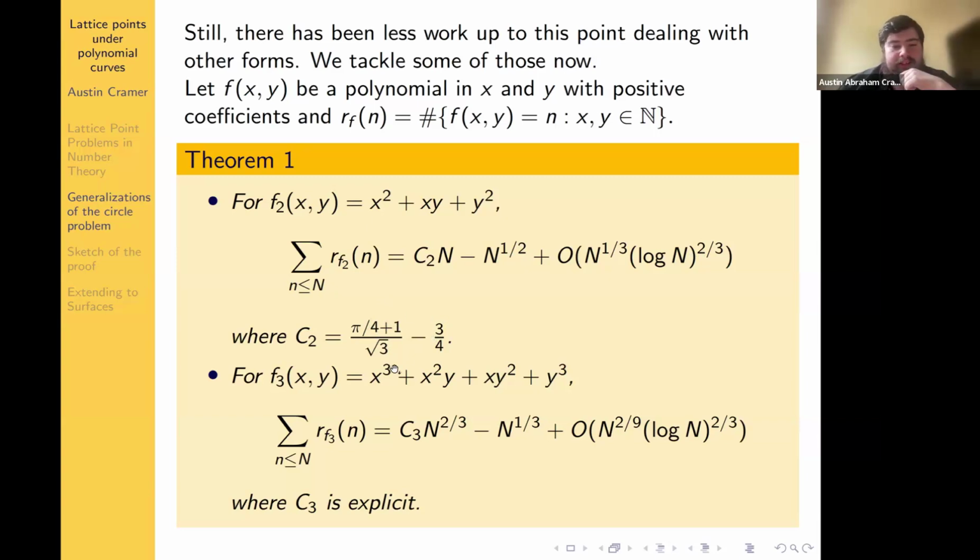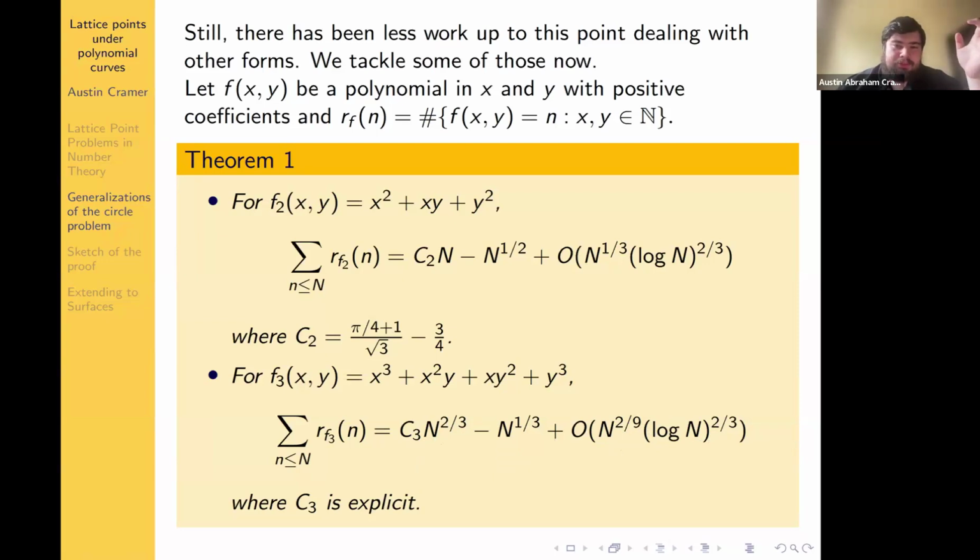And then for a cubic form, a nice simple cubic form we can look at with some off-diagonal terms is x cubed plus x squared y plus xy squared plus y cubed. Okay, and so when we sum that all up, we get some constant C3 times n to the 2/3 minus an n to the 1/3 plus this error term here. We get n to the 2/9 log n to the 2/3. And the C3, we can write it out explicitly in terms of an integral. It's just kind of a messy integral that doesn't go nice on the slide, but we can calculate that constant if we want to.